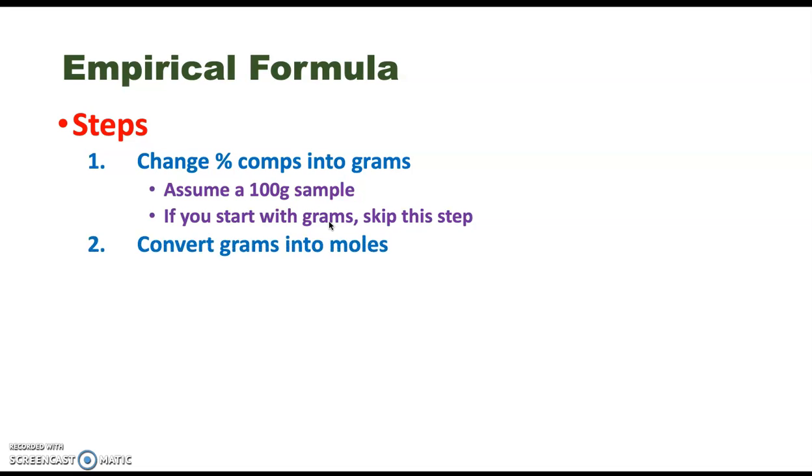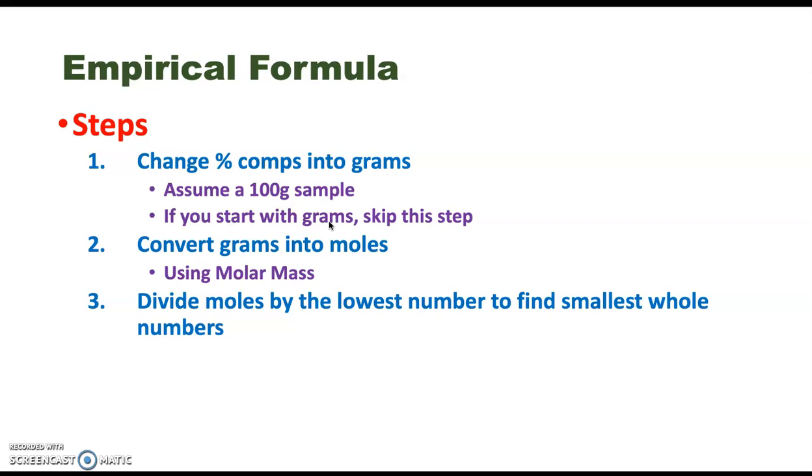Then, after you have grams, you convert those grams into moles. You're going to have to divide by the molar mass of each element, and this seems like a lot of work, but it's not as bad as you think because each of the things you're working with are elements. So it's not like you have to add up the molar masses, you just have to look up that element's molar mass on the periodic table.